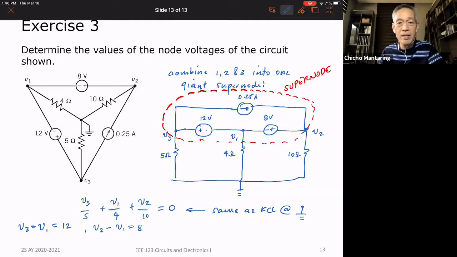May tanong ako sa inyo. Anyway, three equations, three unknowns. So solve na yung problem. Okay. Just your calculator that has to work for you. Now I have a question.